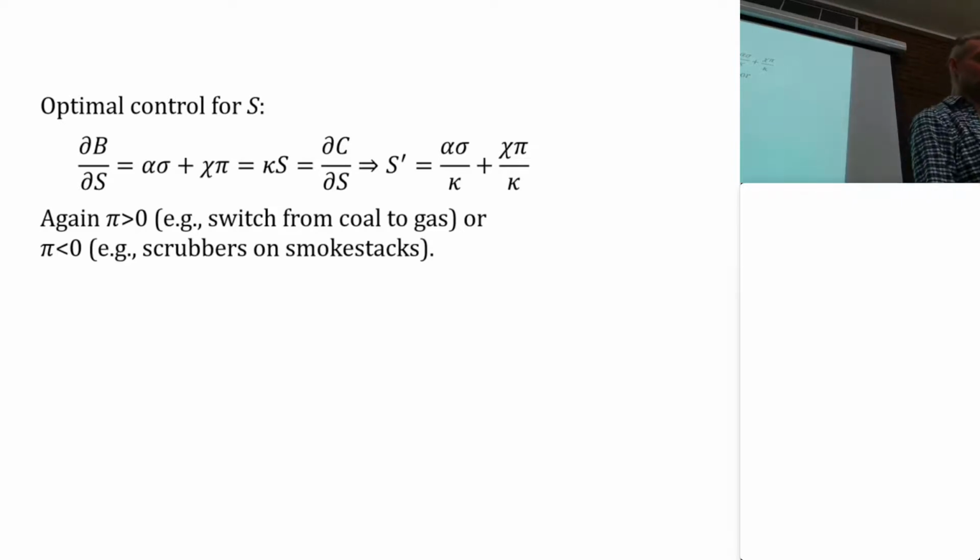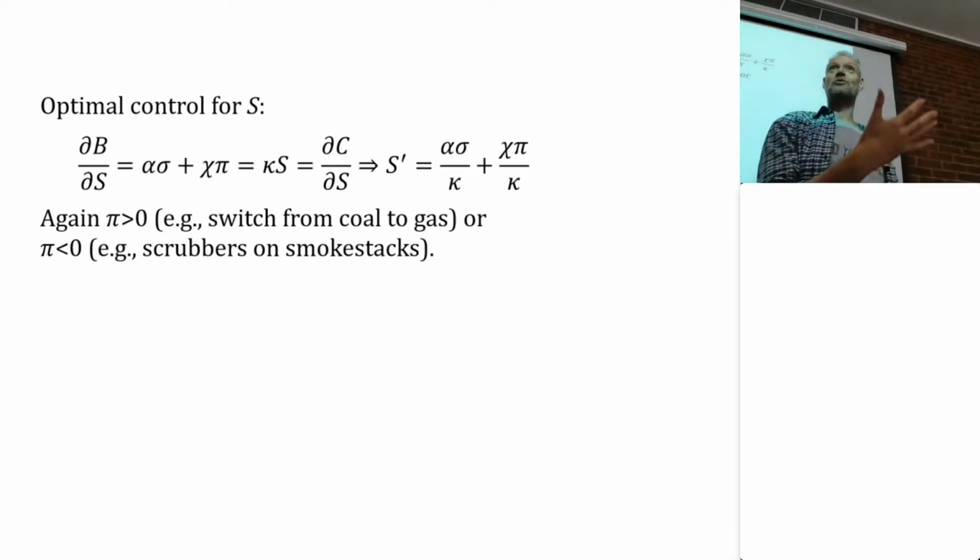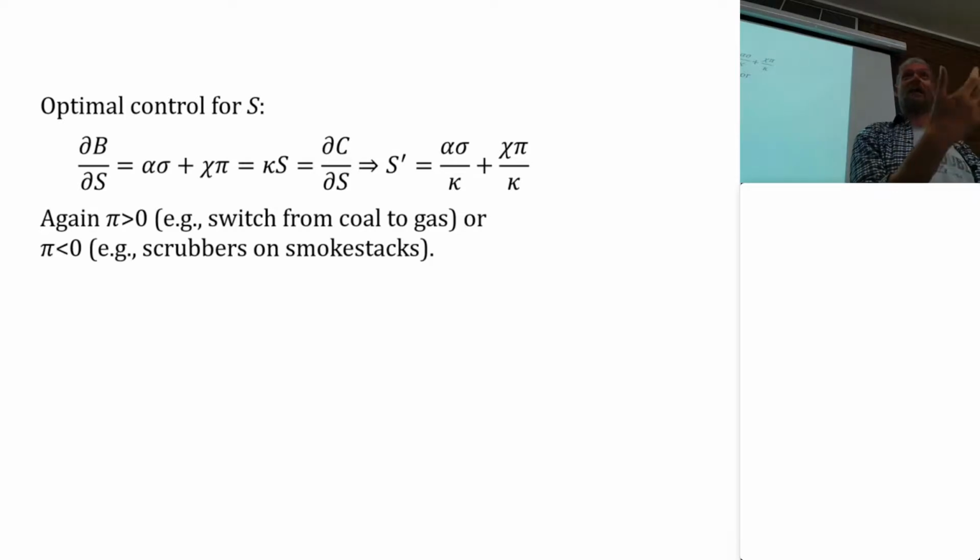For S, the model is set up completely symmetrically. So you have the same things here. Now the question is about your pi. What is the effect of air pollution control on greenhouse gases, and that can be positive or negative. Again, if you switch from coal to gas, if you do that for reasons of air pollution, as they're currently doing in China and India, then you're also going to cut your CO2 emissions, so that is good.